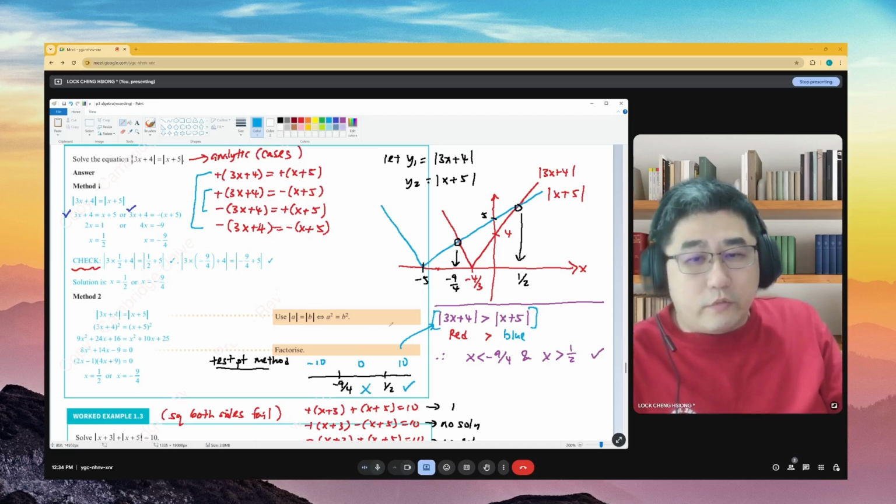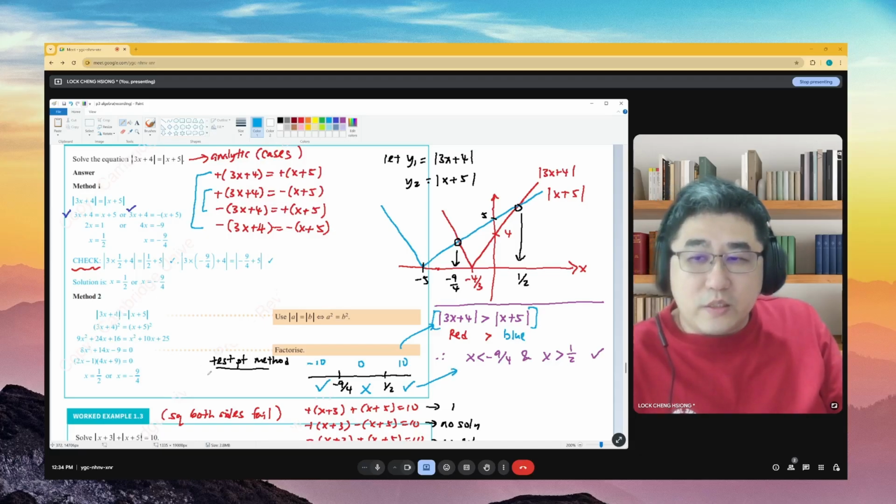So negative 10, I put it inside here. Negative 30 plus 4, negative 26, modulus 26. Negative 10 plus 5 is negative 5, so the modulus becomes 5. Is 26 greater than 5? Yes, I give it a tick. So you can see this is consistent with the answer.